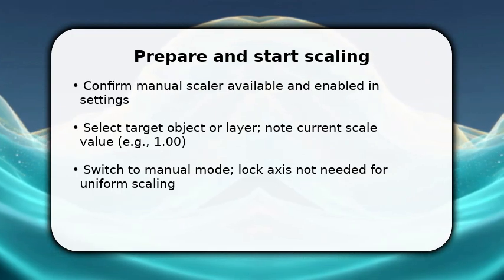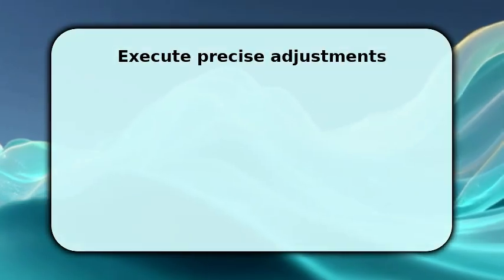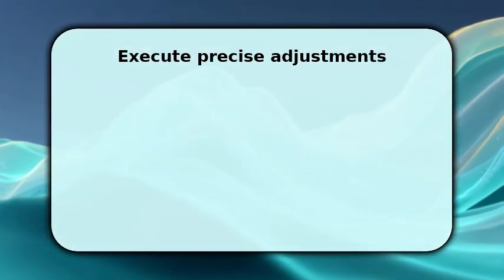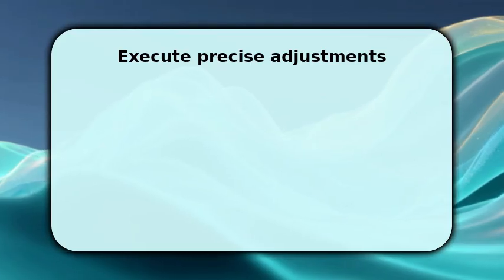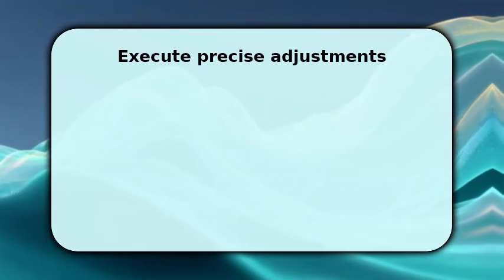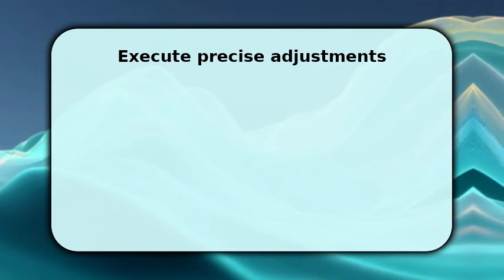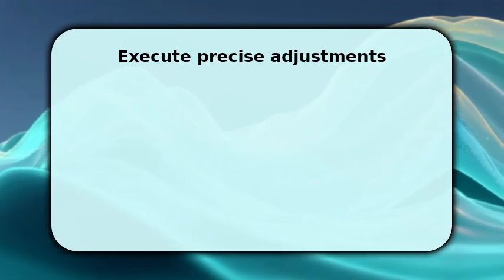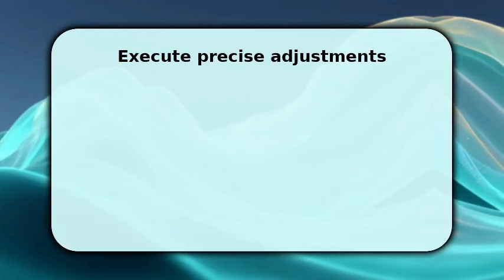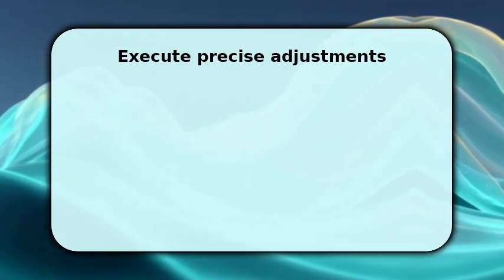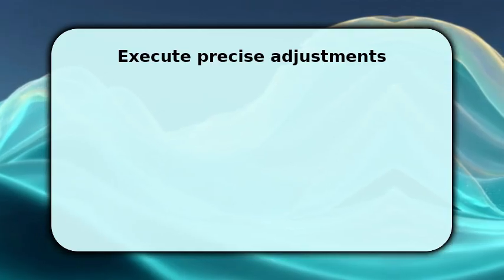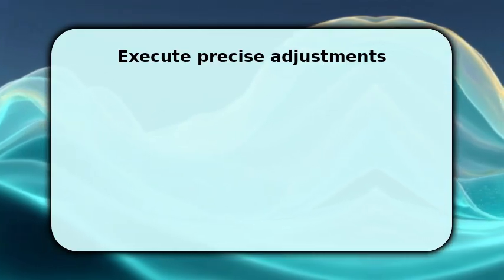Now you perform the detailed adjustments. Type precise numbers for scale or use small increments like 0.1 or 1% to nudge size gradually. This reduces error. If you only want one dimension changed, lock the other axes and then edit the active axis value. Once changed, preview in the viewport and rotate the camera to confirm proportions.